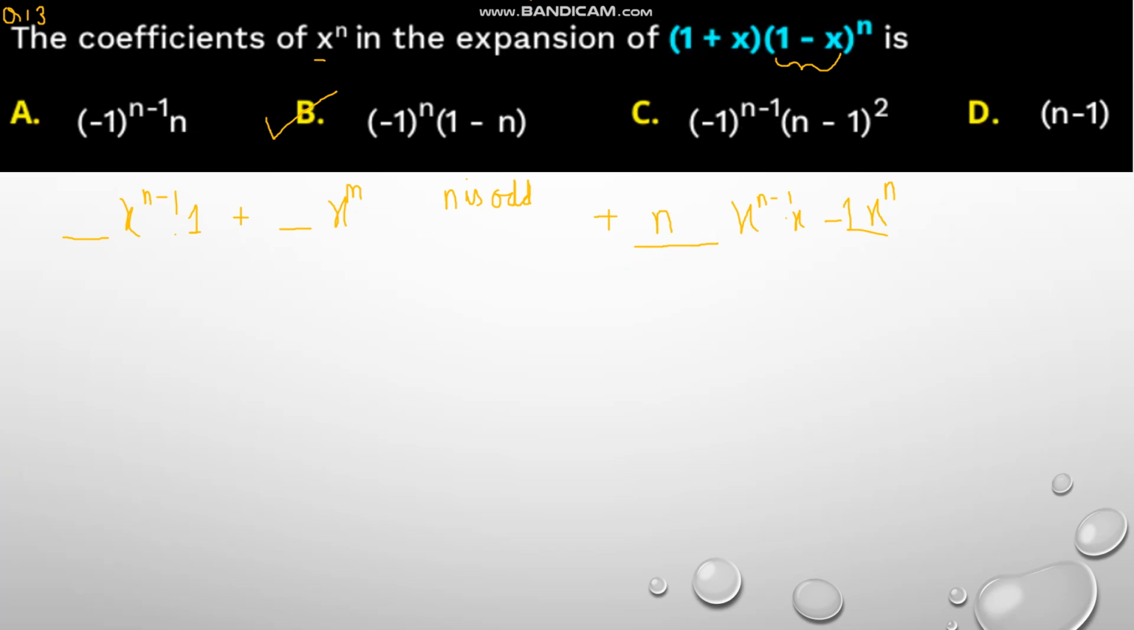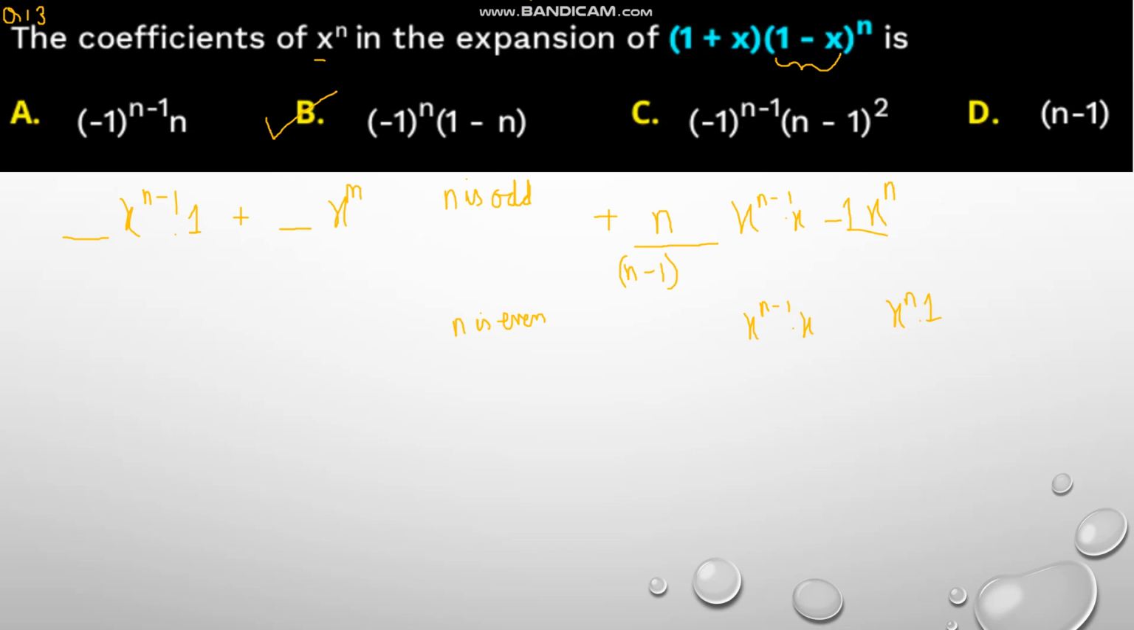Now I can write this as n minus 1. If n is odd, then n minus 1. I was just wondering why 1 minus n came here. It must not come. If n is even, then we will have x to the power n minus 1 multiplied by x, which is nothing but x to the power n, and then there will be another x to the power n multiplied by 1.